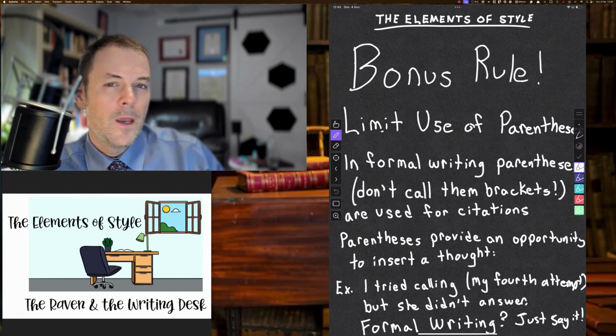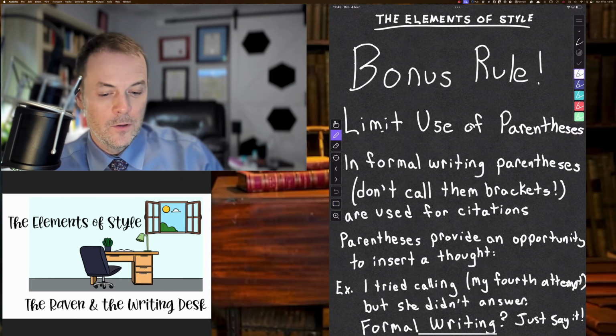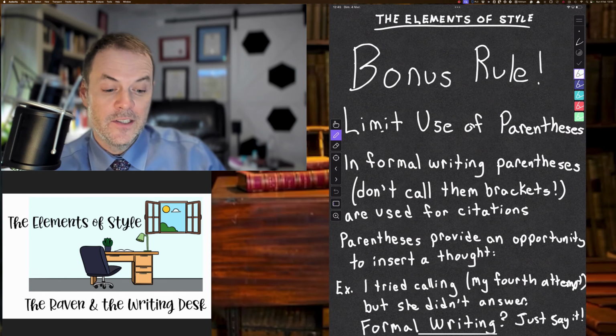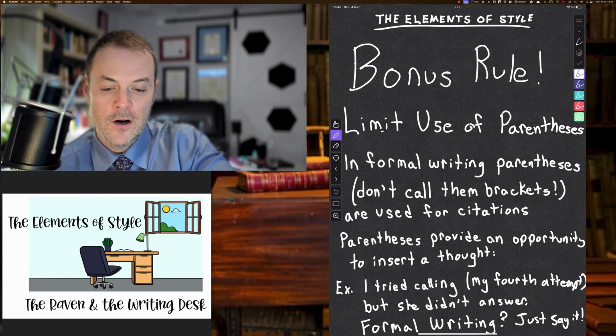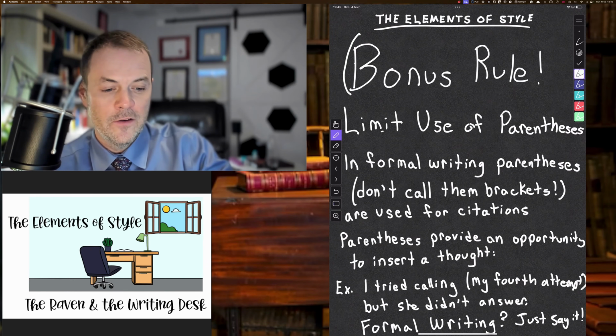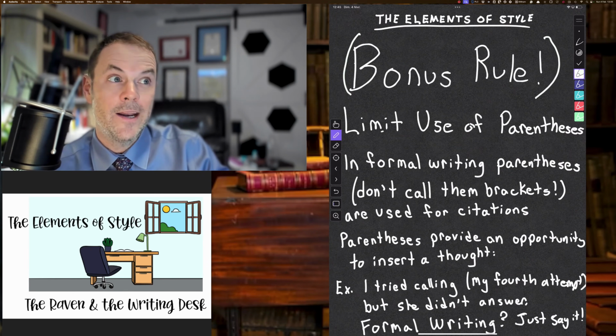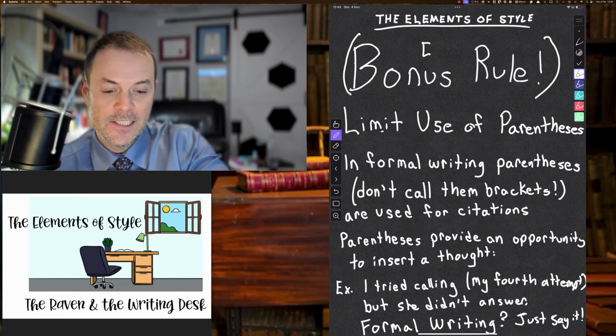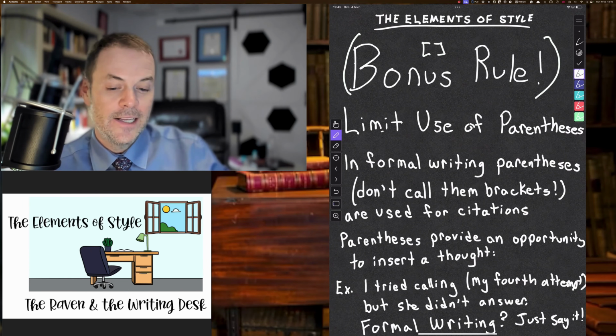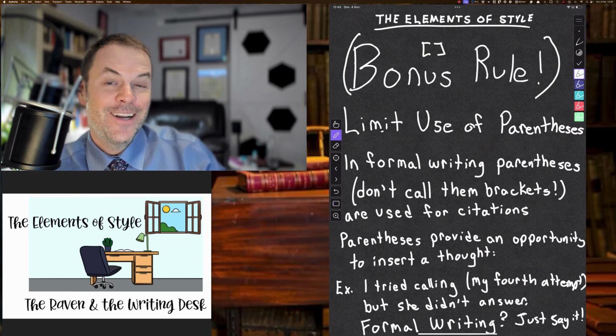Now, this rule mentions parentheses, but the book, strangely, doesn't really talk about what parentheses are and when you do use them, so I thought I'd put in my own bonus rule. First of all, limit use of parentheses. And I'm sorry, if you don't know what parentheses are, they are the nice curved lines that we see in writing. They're not brackets. Those are brackets. Parentheses have a nice curve to them.